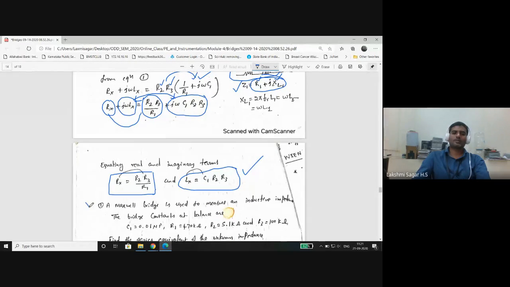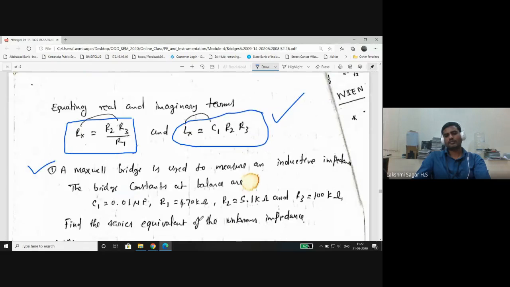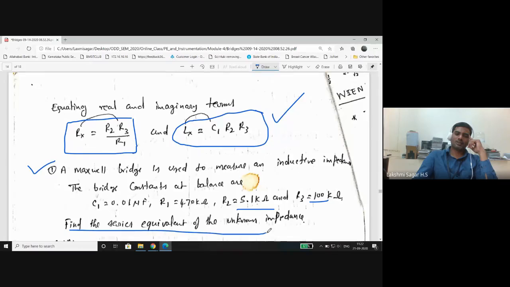How do you solve this problem? A Maxwell bridge is used to measure an inductive impedance. The bridge constants at balance are, note down, C1 is equal to 0.01 microfarad, R1 is 470 kilo ohm, R2 5.1 kilo ohm, R3 100 kilo ohm. Find the series equivalent of the unknown impedance.